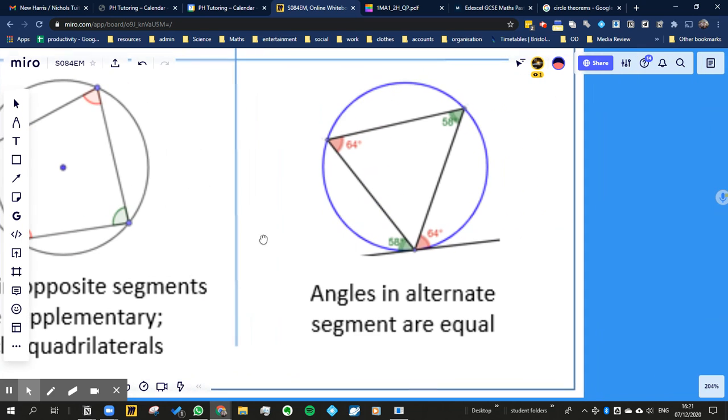Last one: angles in alternate segments are equal. So this one's a weird one. If I draw a tangent and then I draw a triangle off that tangent, then that angle will be equal to that angle, and that one angle would be equal to that angle. Now this one is a bit difficult to really explain, so we'd have to look at examples for that one.